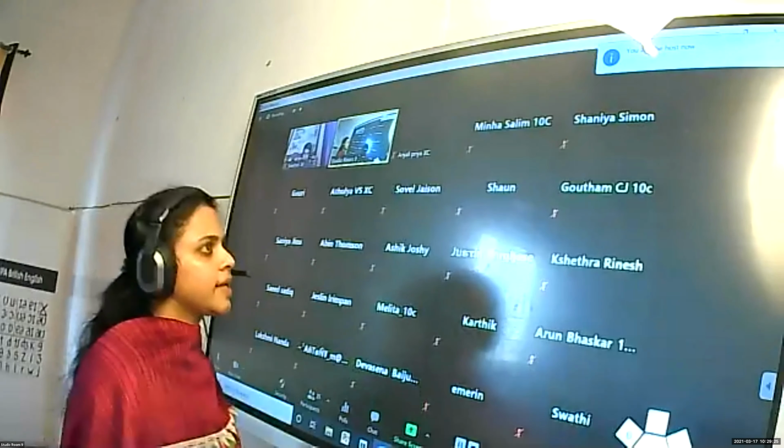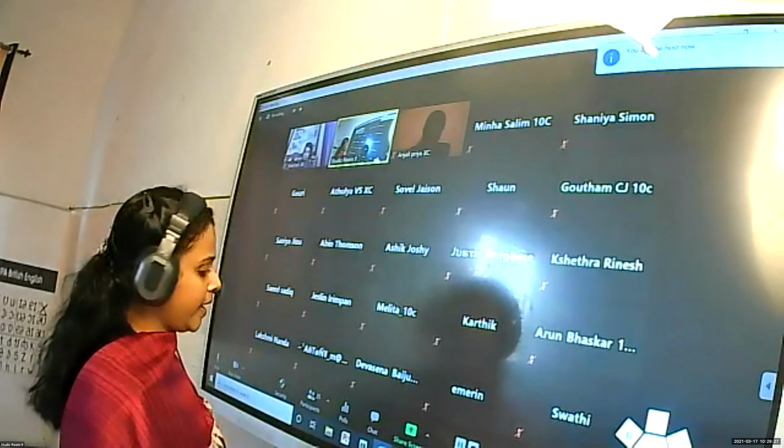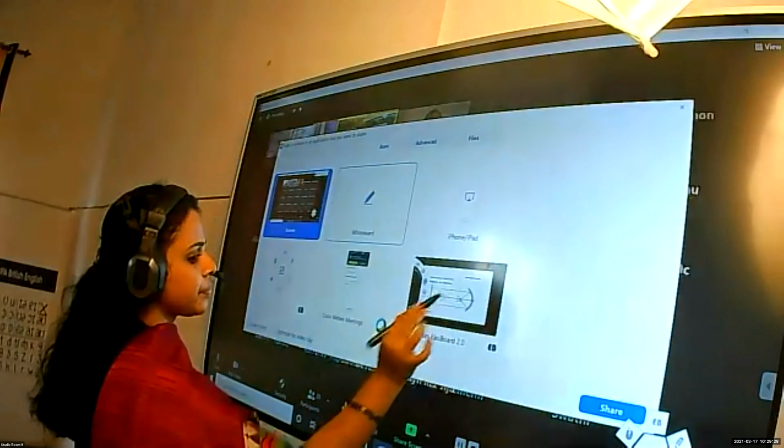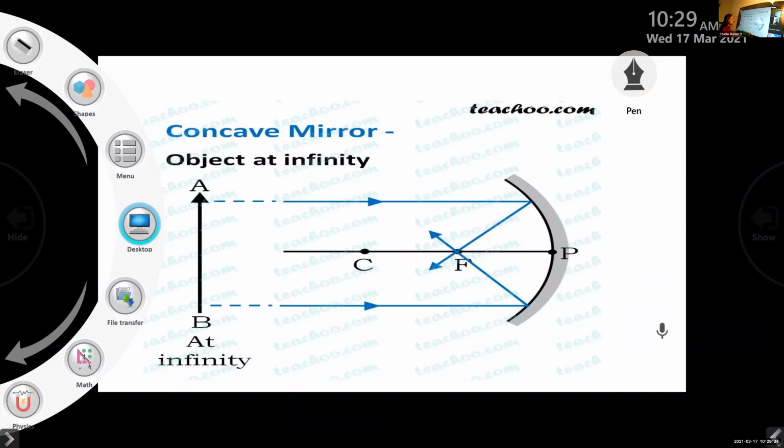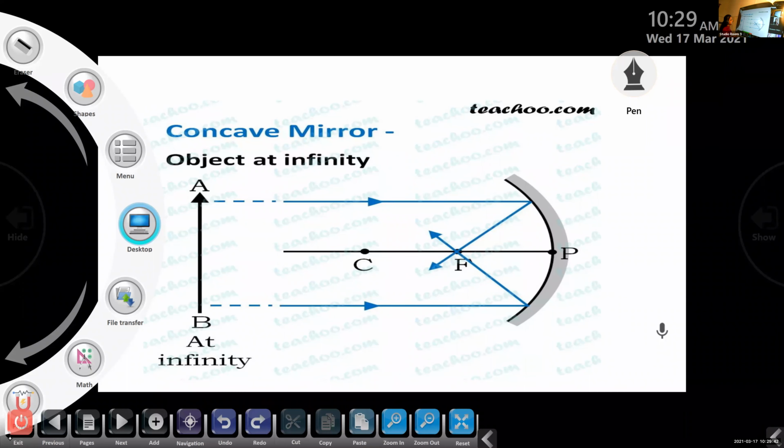So students, once again, we can go through these ray diagrams. I will share the screen. In the first case, if the object is at infinity, the image is formed at focus, right? And what about its nature and size? It is highly diminished or point-sized, and its nature is real and inverted.